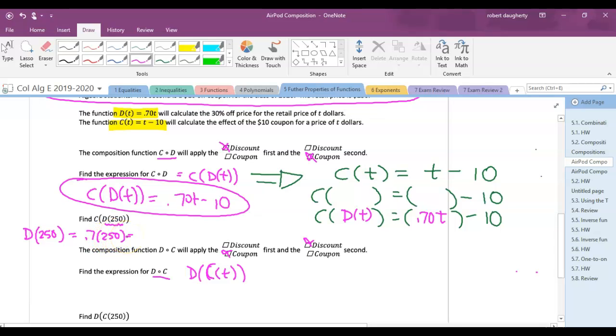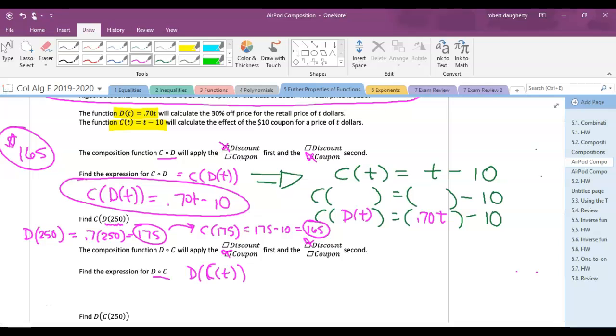Equals 175. That needs to get plugged into which function? C. So C of 175, my coupon function, is 175 minus 10, which is 165. So in this problem, the first way, you're going to be paying $165 for the earbuds.